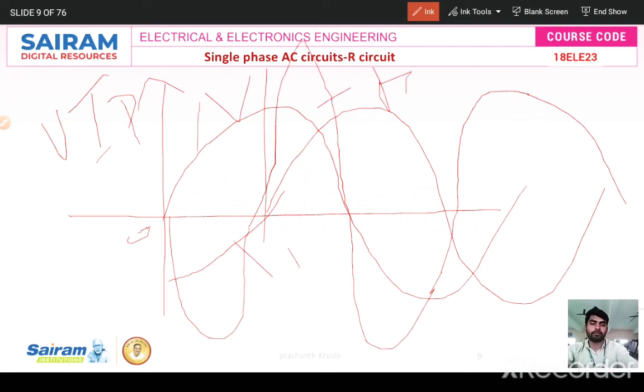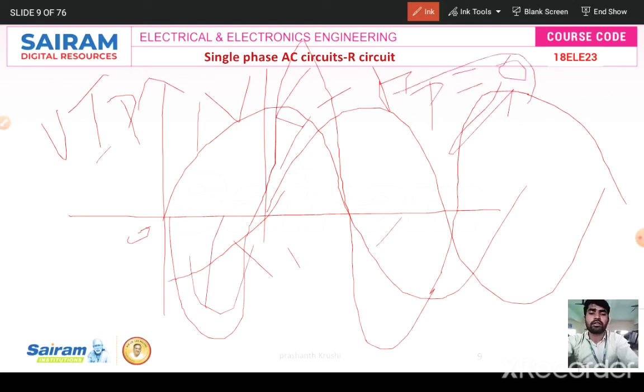So this is how we draw the diagram for an inductance circuit, pure inductance. The power absorbed by the circuit becomes 0. Power is equal to 0 because the positive half cycle is equal to the negative half cycle. Positive power is equal to negative power. So power consumption by the pure inductance is equal to 0.